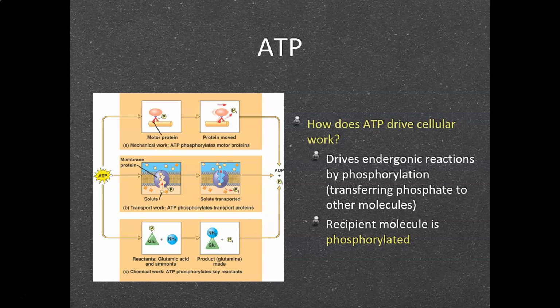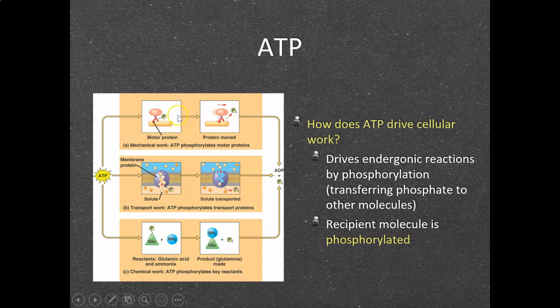So again, all of that cellular work is really driven by the utilization of ATP, but it's driven by the phosphorylation process. So adding those phosphate groups from the ATP when I release it to another molecule, that recipient molecule becomes phosphorylated, and then I can use the breaking off of that phosphate to drive what I need.